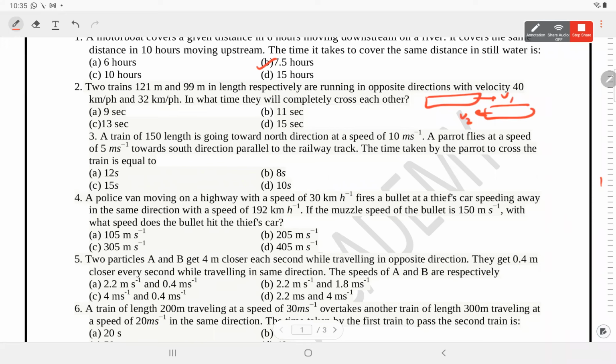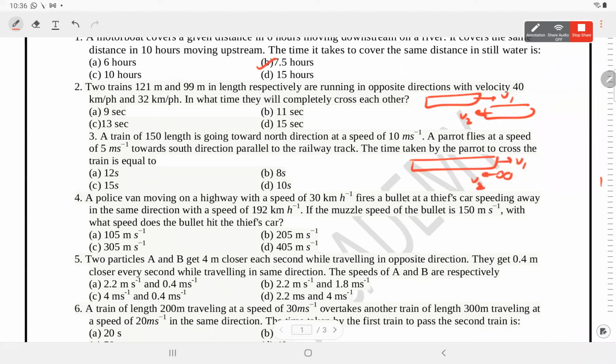Now a 150 meter long train is going toward north. A parrot flies at 5 meters per second towards the south direction, parallel to the railway track. Since they are both moving in opposite directions, the relative velocity will be added. So the time taken to cross is the total length of the train divided by V1 plus V2.